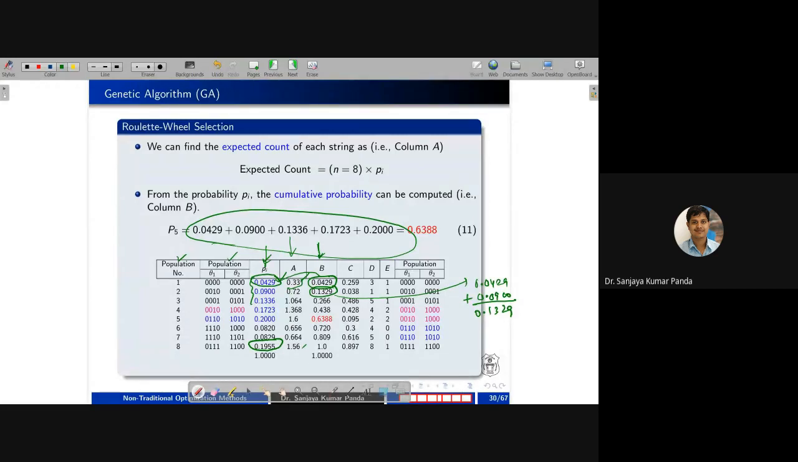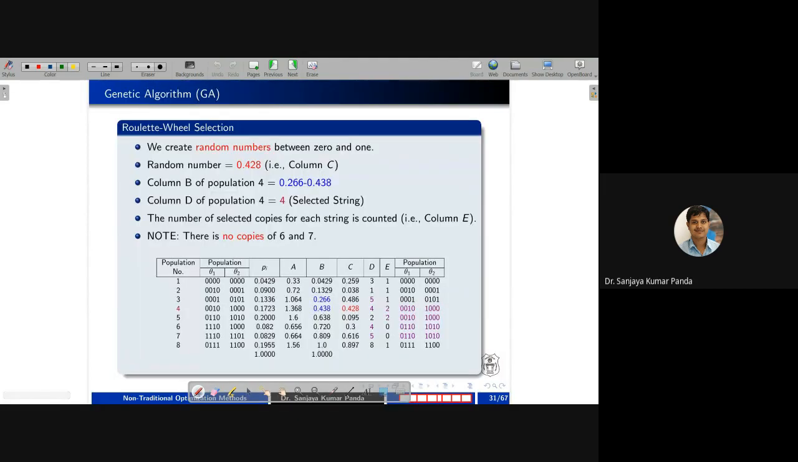Now, once you are done with this cumulative probability calculation, column C is generated by taking random values. You can see column C; we have generated random values in the range of 0 to 1. If you know MATLAB, a programming tool, in MATLAB if you write RAND, it is going to generate a random number in the range of 0 to 1. Such random functions you can use to generate values in the range of 0 to 1.